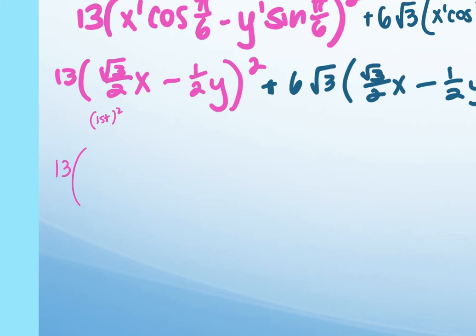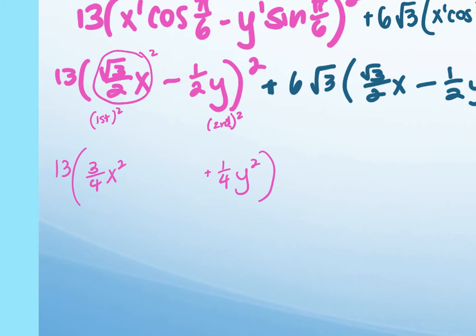So this, the 3, yep. So 3 over 4 x squared. Good. Because this whole thing is what we just squared. Right. Square of the square root of 3 goes to 3, and then square of 2 is 4. Then the last term, I square the second term. So the square of negative 1 half would be positive 1 fourth. Square of y is y squared.